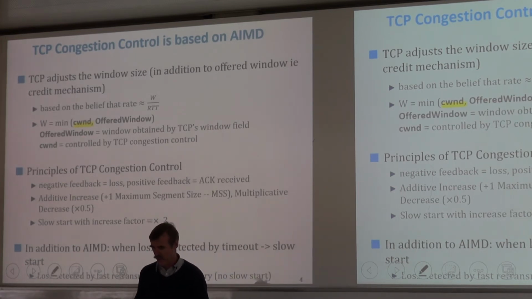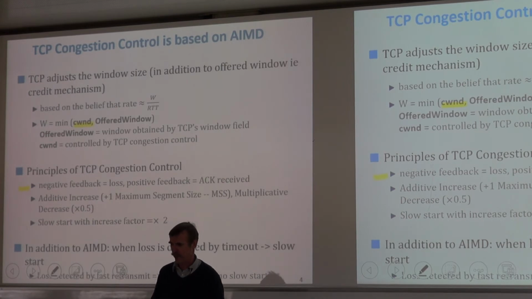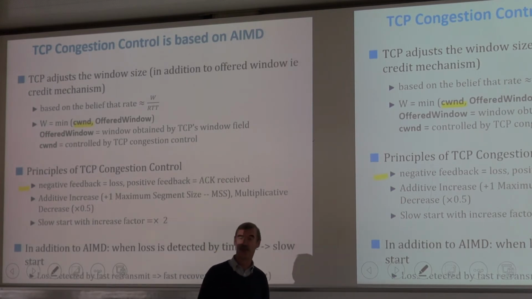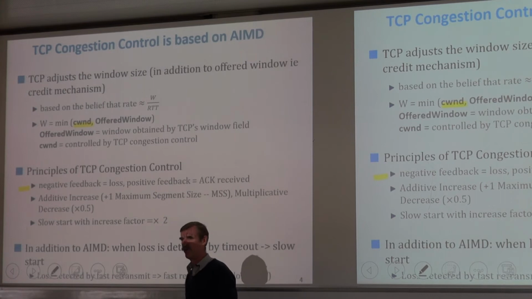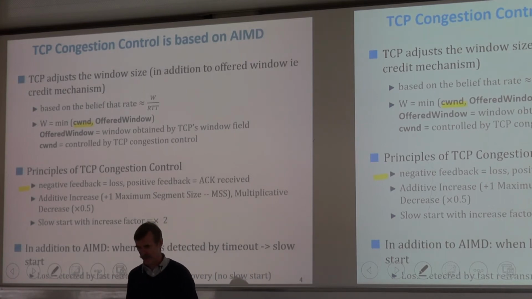So that's the main thing. Once we have that, then we can easily guess how things are done. Whenever we receive a loss, we detect a loss, we decrease the window size by 2, approximately. We will see there's a number of details that make that a bit more complex.